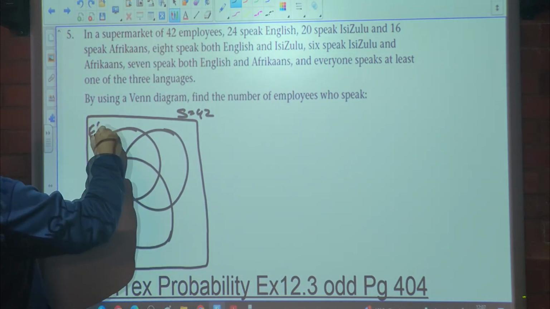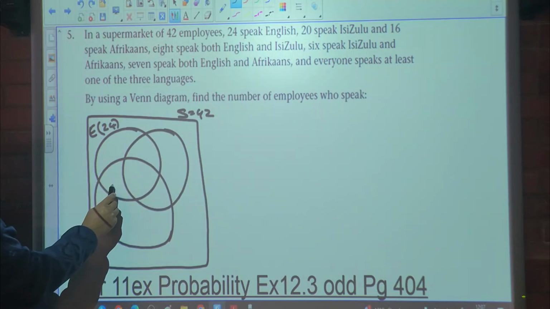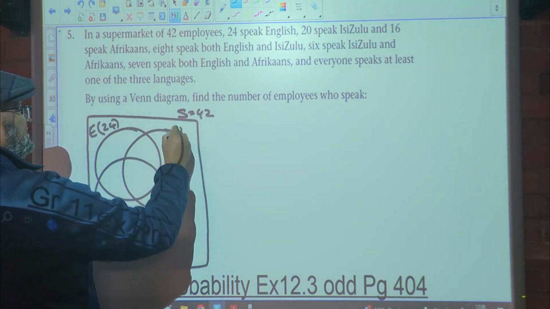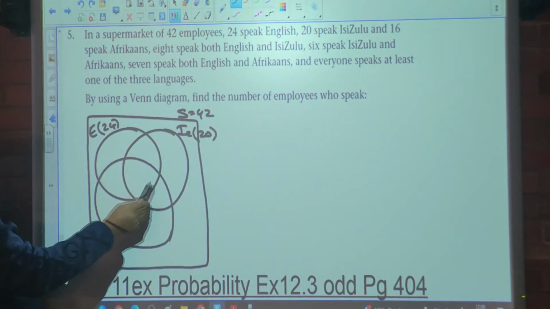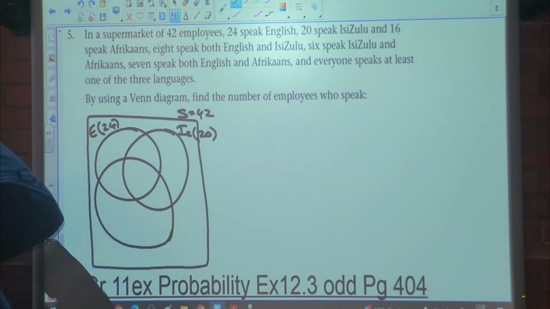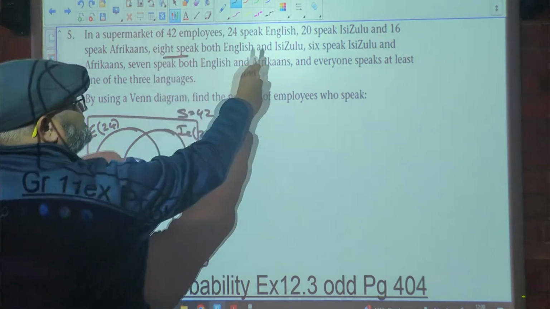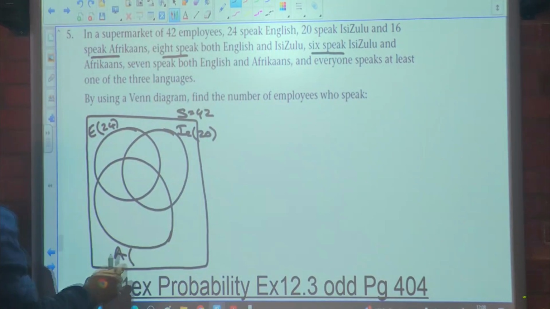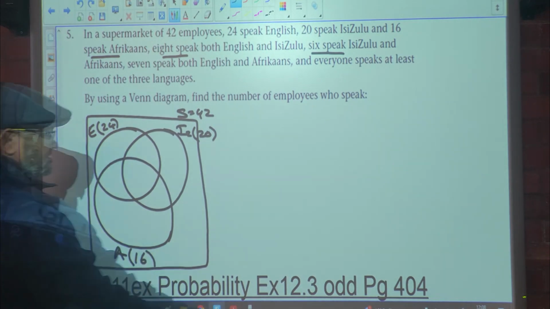24 speaks English. You see, there's no condition given there. So 24 is there. So that plus that plus that plus that is 24. Then 20 speaks Zulu. So Zulu is 20, which means to say that plus that plus that plus that is 20. Okay? 16 speaks Afrikaans. Which means to say that plus that plus that plus that adds up to 16.